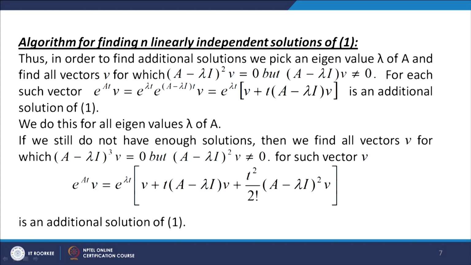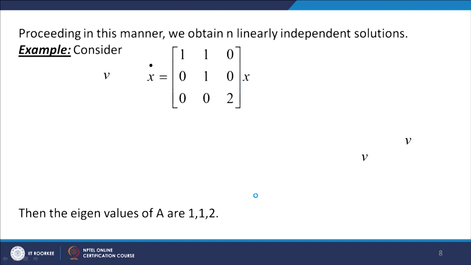So, e to the power A t into b will be e to the power lambda t times b plus t times (A minus lambda I) b plus t square by 2 factorial (A minus lambda I) whole square b, which will give us an additional solution of x dot equal to A x. Now, proceeding in this manner, we obtain n linearly independent solutions of the equation x dot equal to A x.